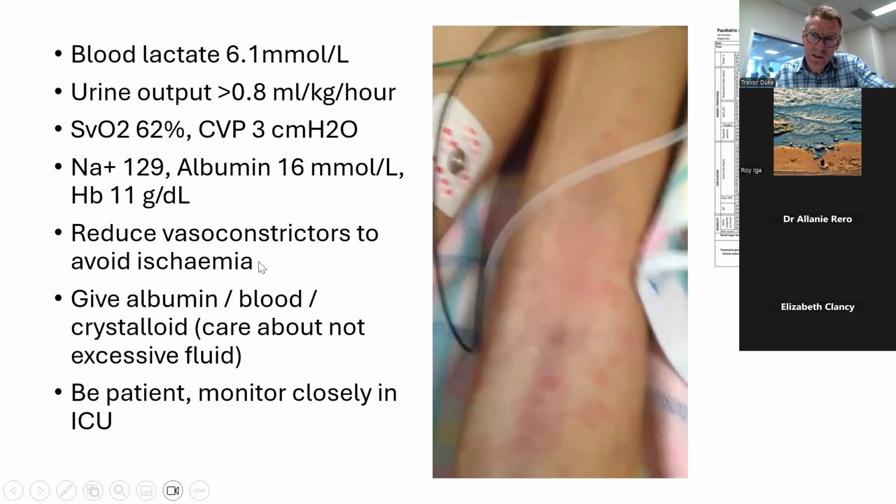So instead of giving more and more adrenaline or more and more noradrenaline, the best thing to do in this circumstance is to give what she's lost. So correct her albumin level being low, give some blood if she needed it, or give some crystalloid, but be careful about not giving excessive fluid and reduce her vasoconstrictors and reduce the inotropes, because sometimes that will make things worse. So they were able to be reduced down to 0.2 micrograms per kilogram per minute after giving some volume. And then sometimes you just need to be patient and closely monitor the patient in the ICU.